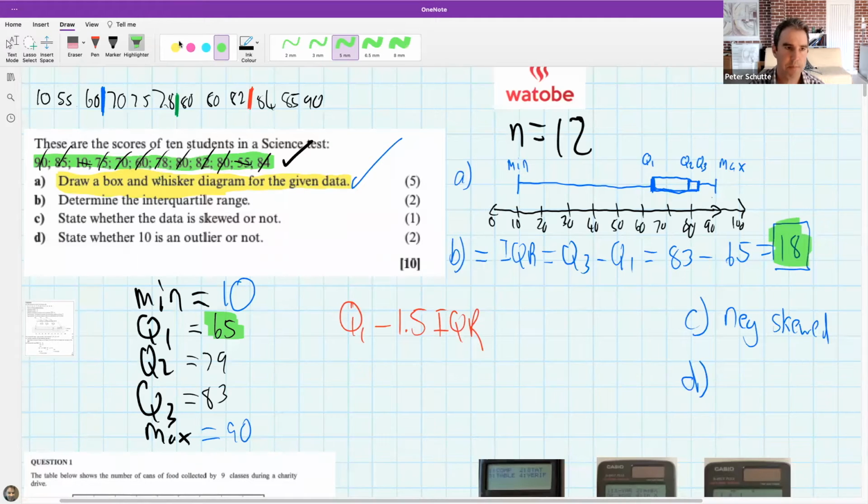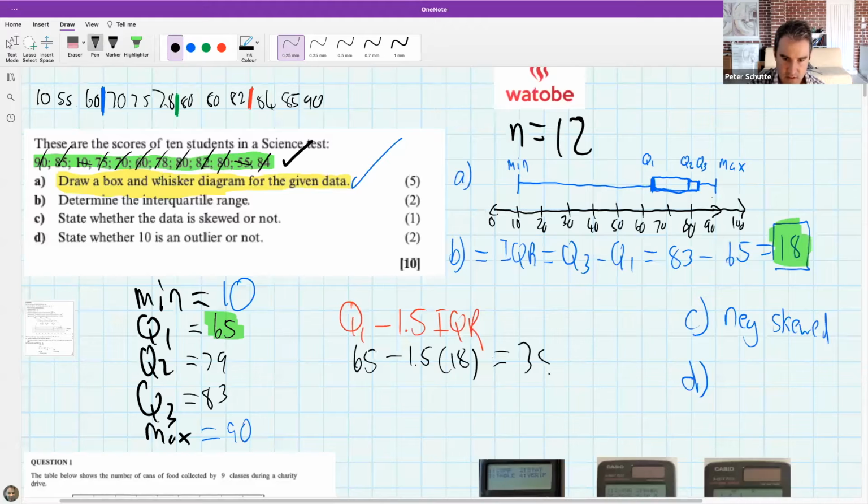Okay, so let's work out what this is. Q1 was 65 minus 1.5 times 18. So 65 minus 1.5 times 18 is going to be 38. Now 10 is less than 38, and so 10 is an outlier.